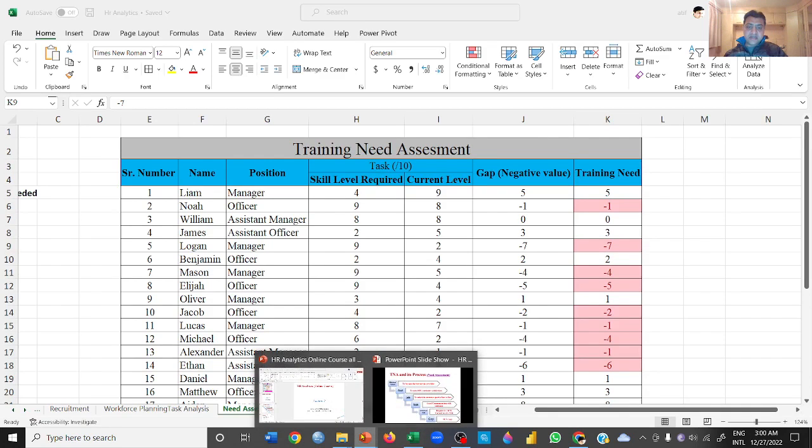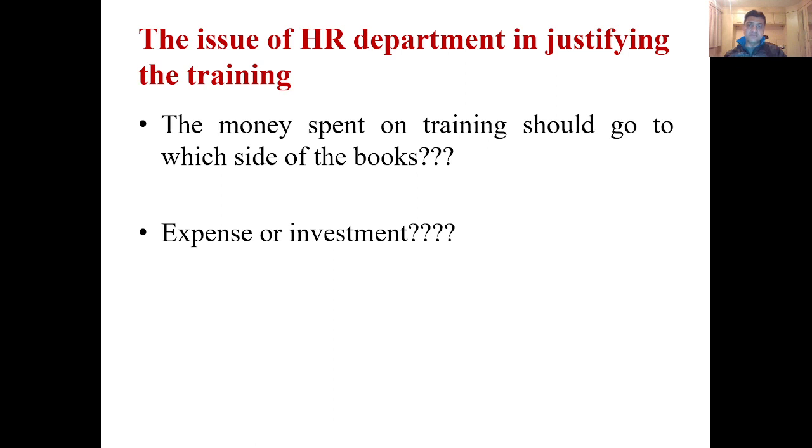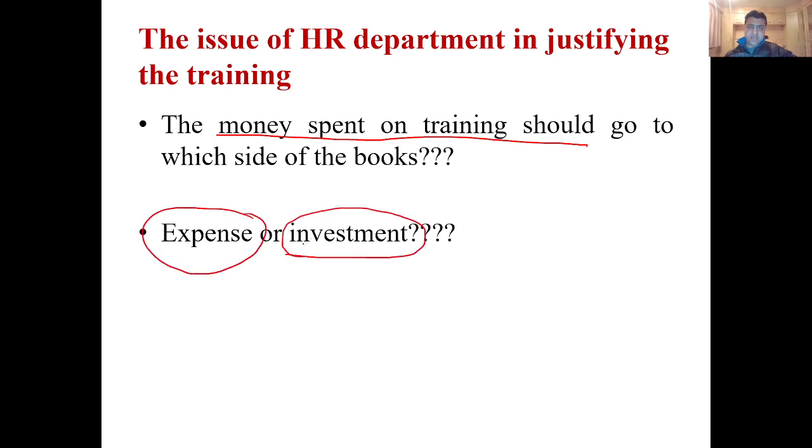Now let's look at another concept, which is the issue in justifying the training cost. First of all, just do a little bit of brainstorming. The money that you spent on training, should it go to the expense side of the books or the investment side of the books? Take a moment and think: whenever the cash flow is showing the training cost, where should we place it?